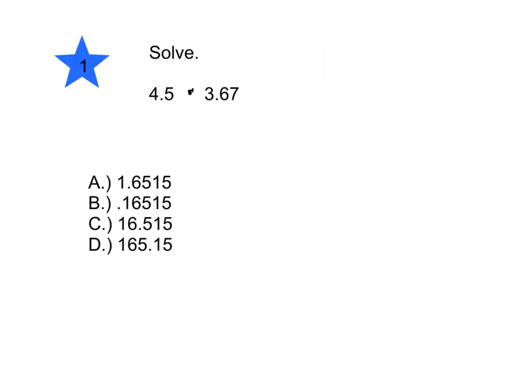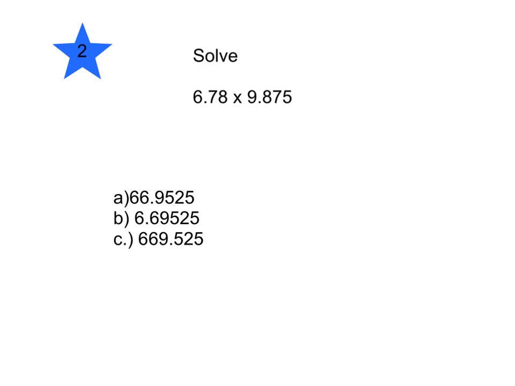Video question 1. Solve 4 and 5 tenths multiplied by 3 and 67 hundredths. Your choices are A, 1 and 6,515 ten-thousandths. B, 16,515 hundred-thousandths. C, 16 and 515 thousandths. Or D, 165 and 15 hundredths.